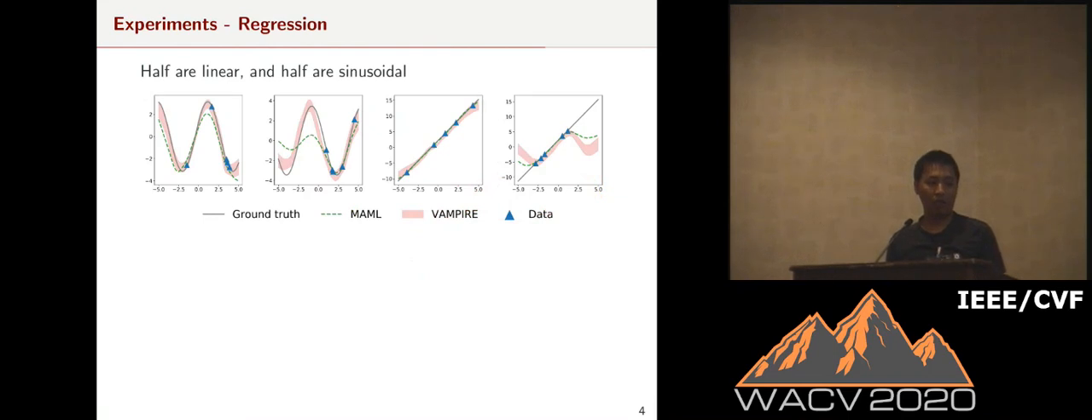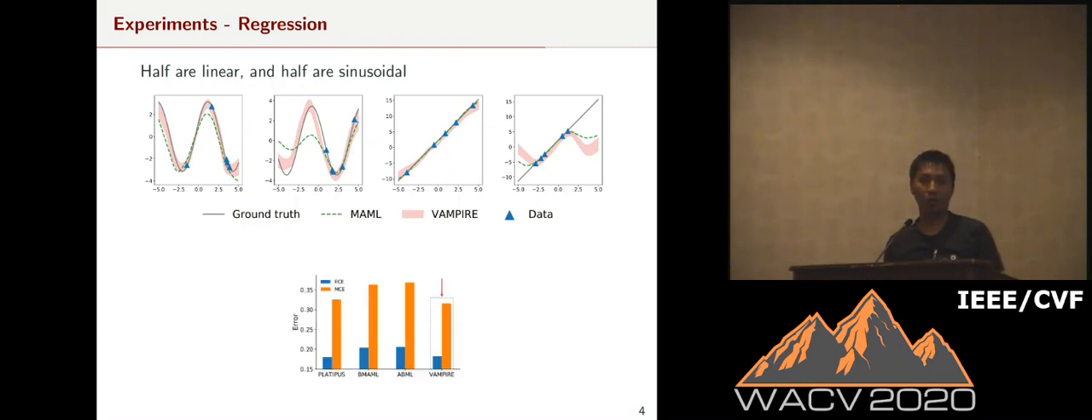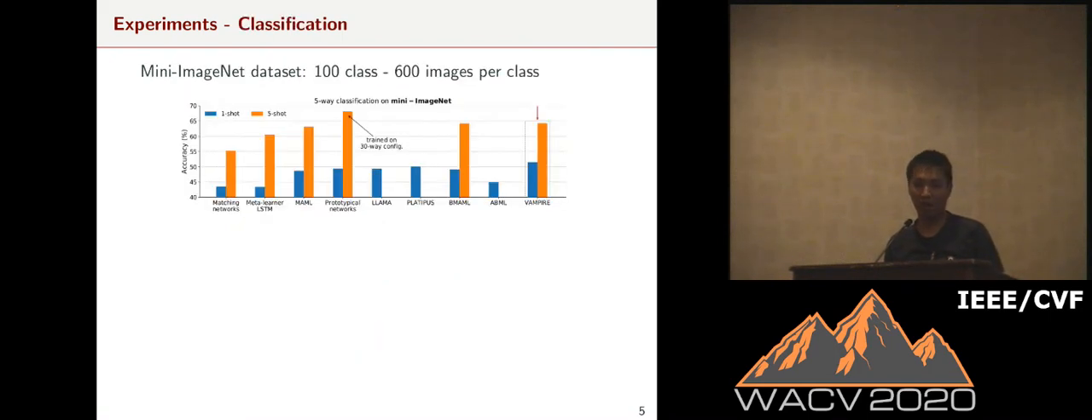Next, we demonstrate the capability of our method in a regression where half of the tasks are linear and the other half are sinusoidal. As you can see on the screen, our method, denoted by the shaded area, can predict well the underlying function given only five labeled data points. In addition, to further investigate the uncertainty, we use quantile regression calibration. You can see in the result at the bottom of the screen that our method achieves the smallest calibration error across many methods.